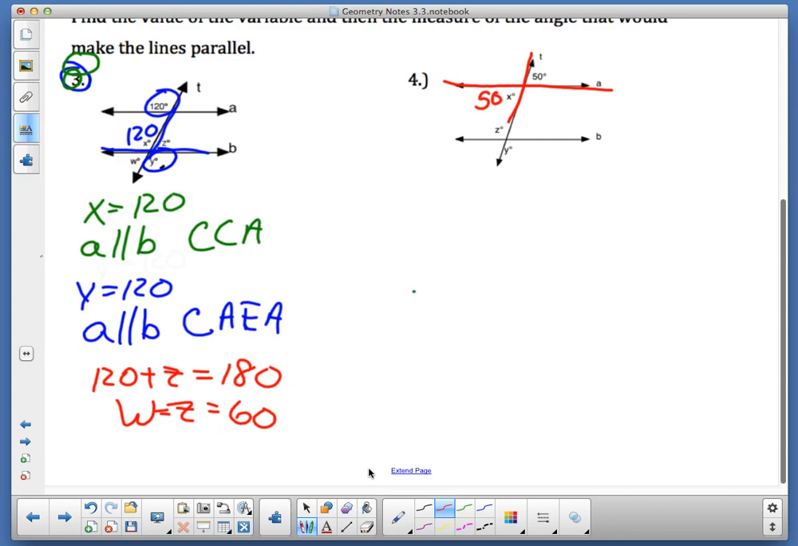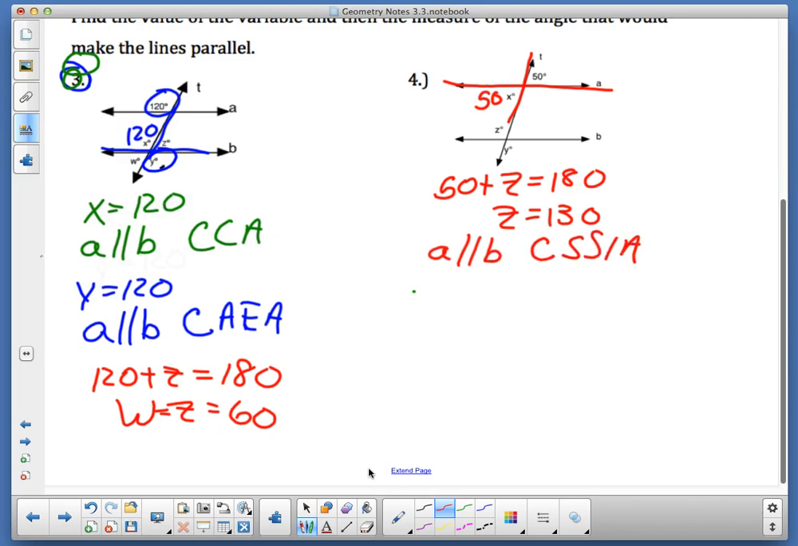Okay, so now if x is 50, how can I find y? What type of relationship is the 50 and the z? Oh, 50 and z. Same side interiors. Okay, so by same side interior, I know 50 plus z is 180. So now I know z is 130. And because z is 130, I can now say with absolute confidence that A and B are parallel because of the converse of same side interior angles. Notice we found the name, and now we use the converse of that name to show the lines are parallel.